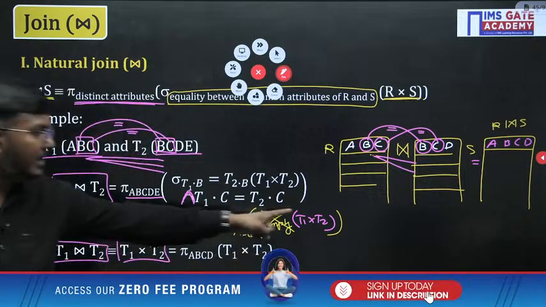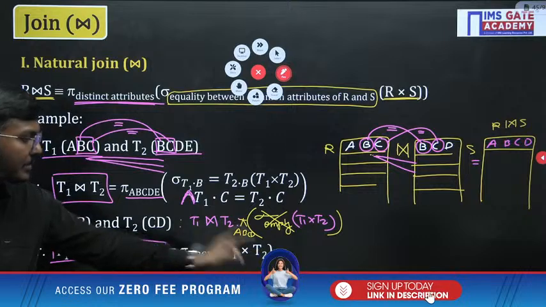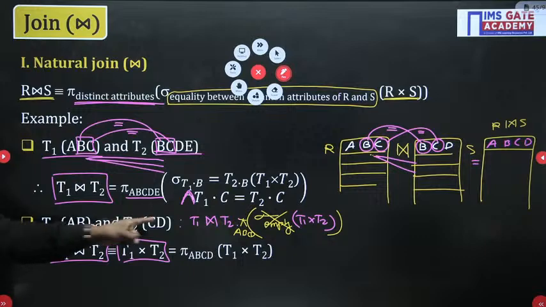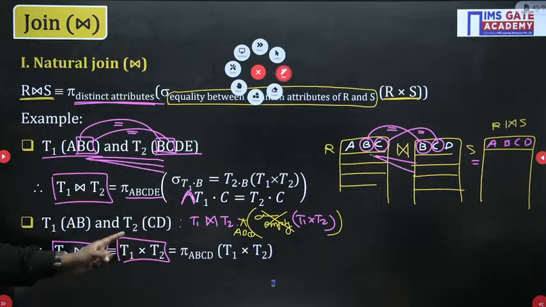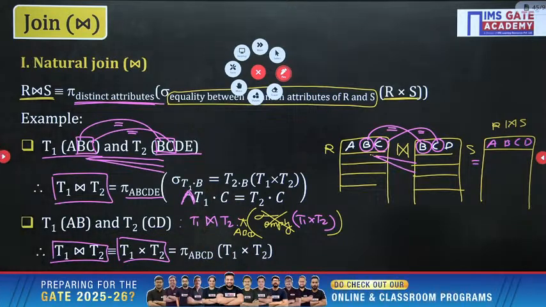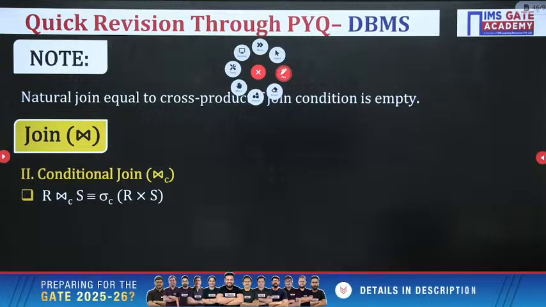This complete table is similar to the cross product, or we can say T1 cross product T2. Understood? So whenever we don't have any common attribute, the natural join is equivalent to the cross product, and the result will be equal to the cross product only. Understood? Very good.